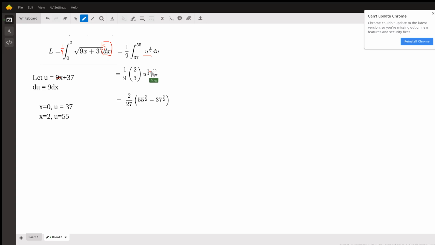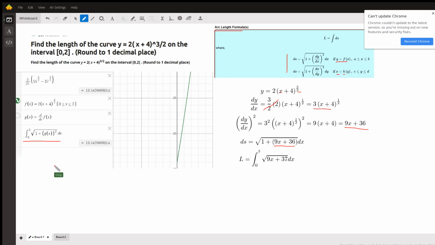Antiderivative of u to the 1/2, raise the exponent by 1, multiply by the reciprocal of the new exponent. There you go. And the Desmos graph, or right here, shows you that this answer conforms to what we got, just using the Desmos definite integral function.